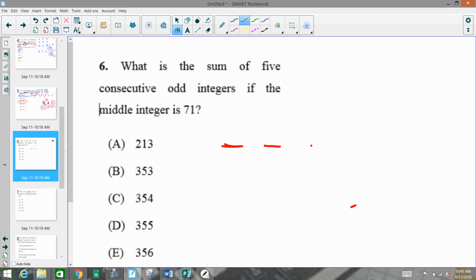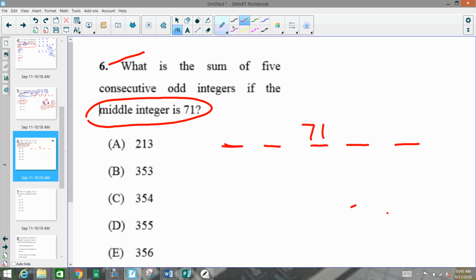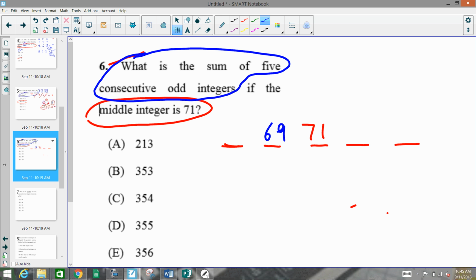First, second, third, fifth. The middle integer is 71. Circle the question. What is the sum of 5 consecutive odd integers? Oh, there's lots of wording. Here's the question. So what is the preceding term? 69. First preceding. What is the second preceding? 67.